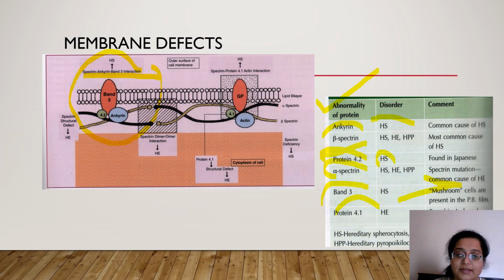Alright, that is why, and this is the structure. Supposing this gets mutated, then this entire binding will suffer. Supposing this gets mutated, then this binding will suffer. And this is a lipid bilayer. This is the outer part and this is inside the cell. Okay.